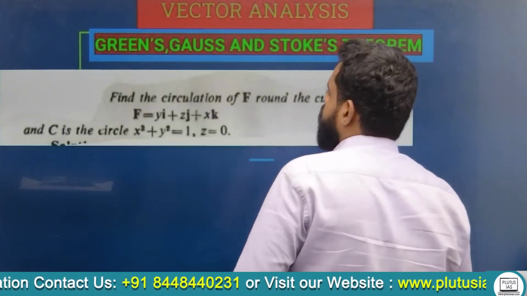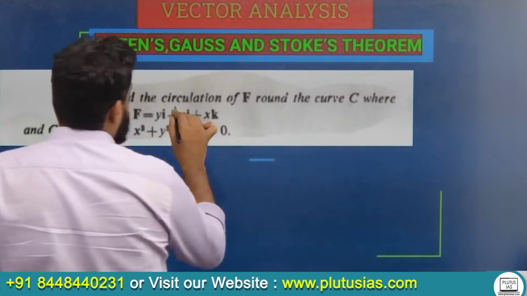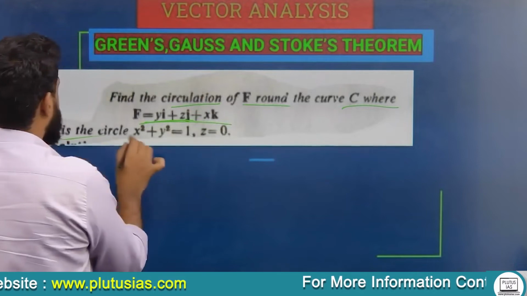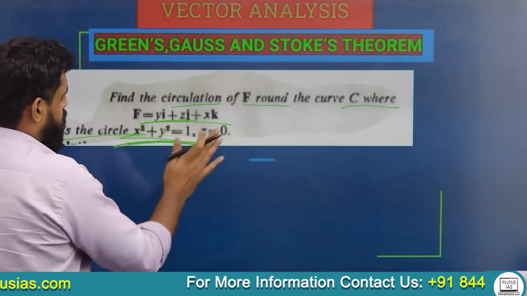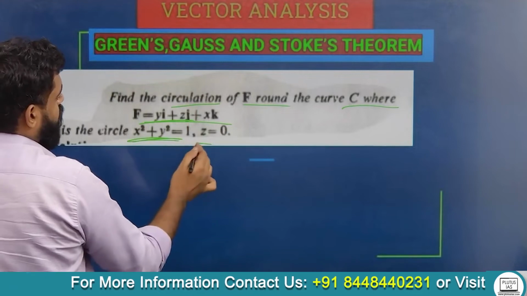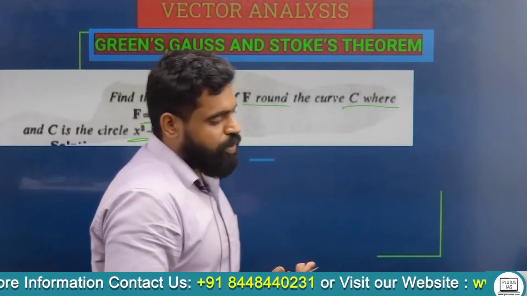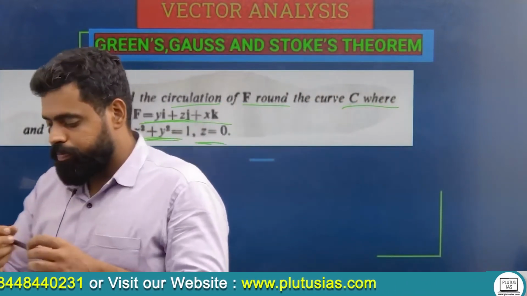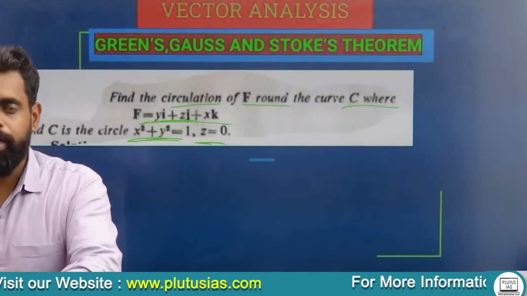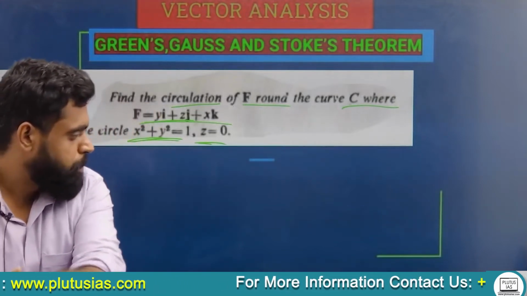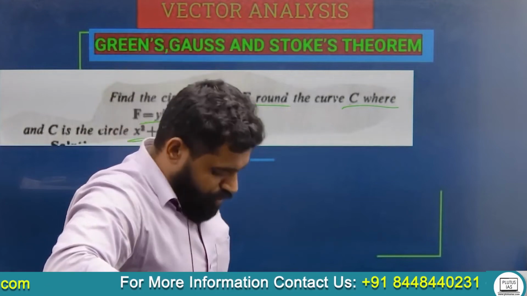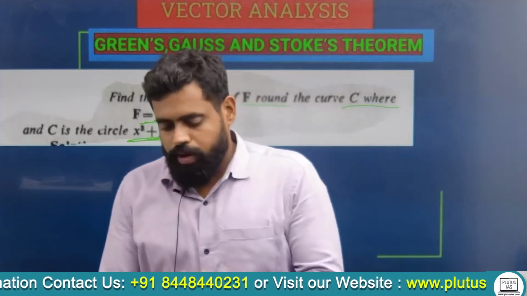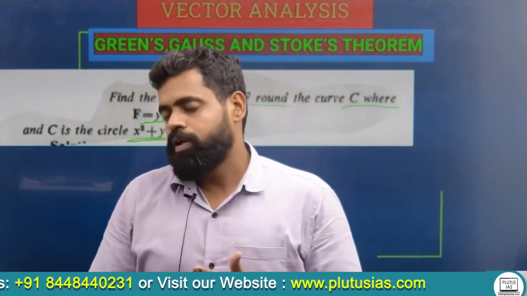Moving ahead, we have another question. Find the circulation of f around the curve, where C is the circle x square plus y square equal to 1 and z equal to 0. For z equal to 0, it is the xy plane, similar to studying it in 2D. And for x square plus y square equal to 1, we all know that it is the equation of a circle.